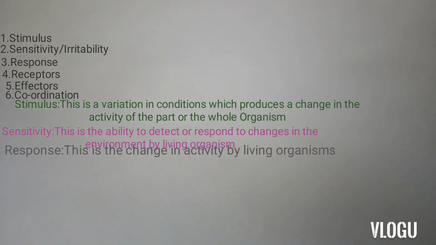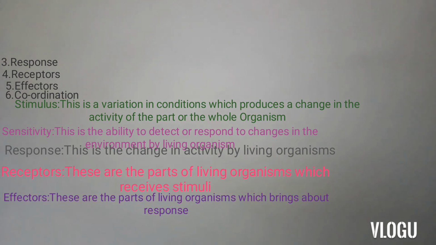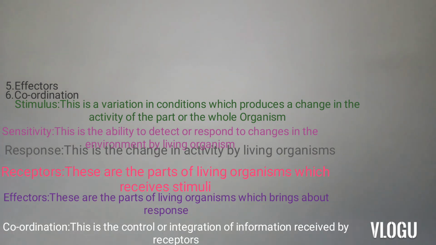Receptors. These are some of the parts of the organism that receive stimuli. Effectors are the parts of the living organism that bring about response. And finally, coordination is the control or integration of information received by the receptors.